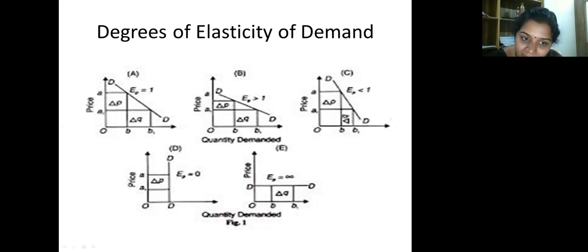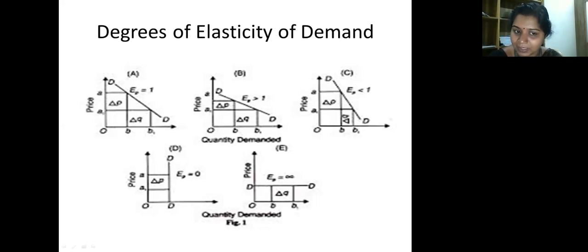So it is a vertical line. They will give you the diagram and ask which diagram shows elasticity of demand is 0. So you must be clear. Just draw the diagram and see. Draw a vertical line and just check.